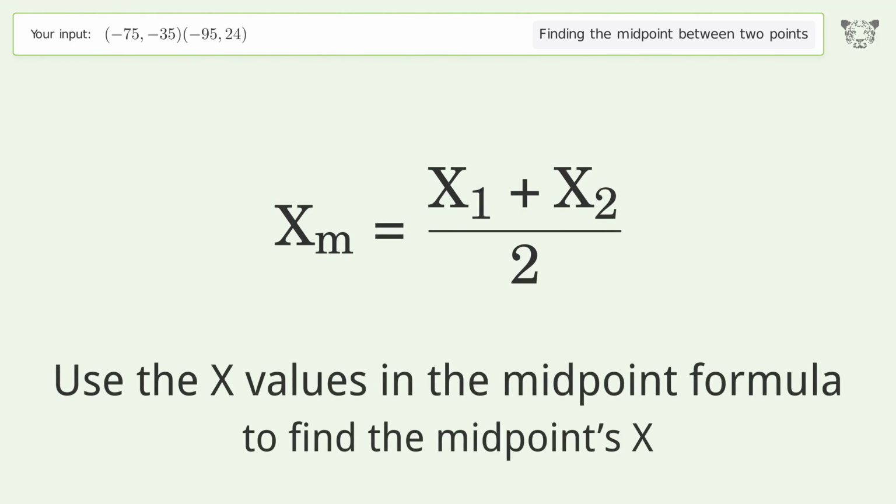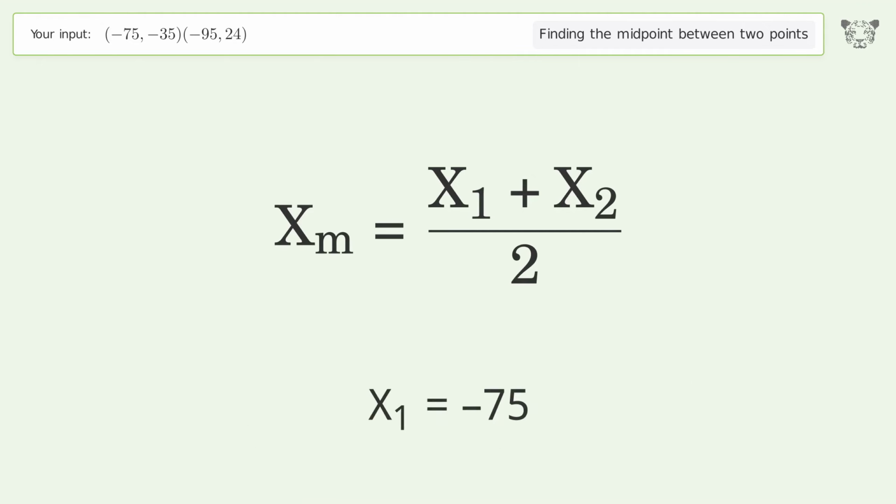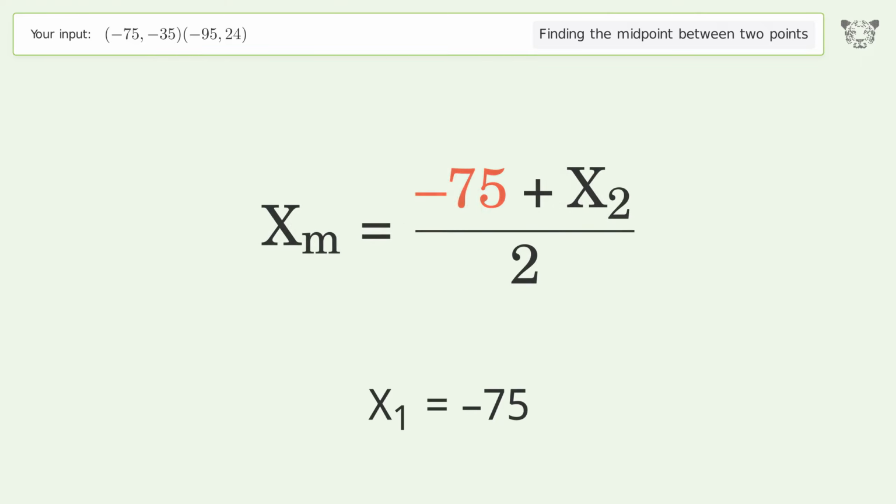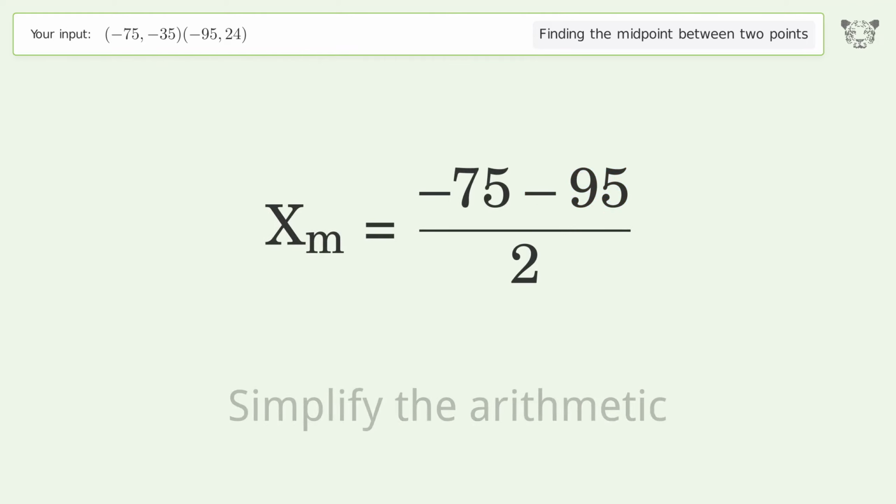Use the x values in the midpoint formula to find the midpoints x. x1 equals -75. x2 equals -95. Simplify the arithmetic.